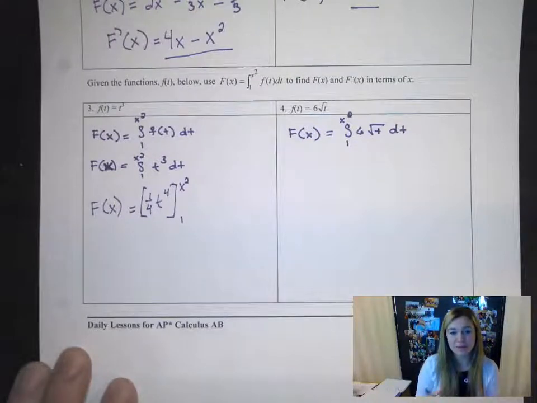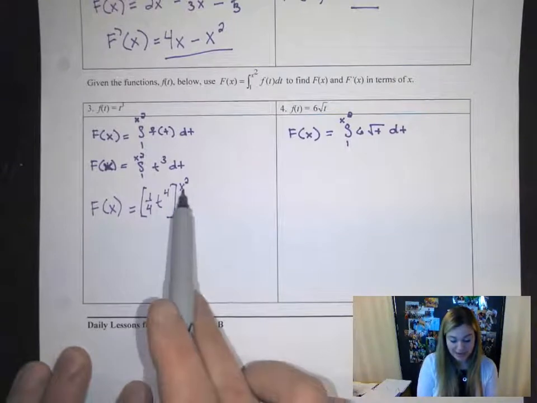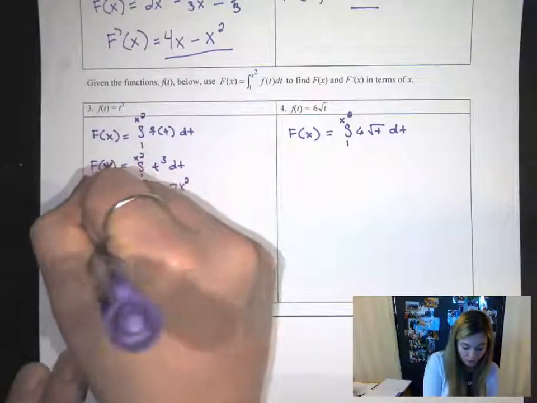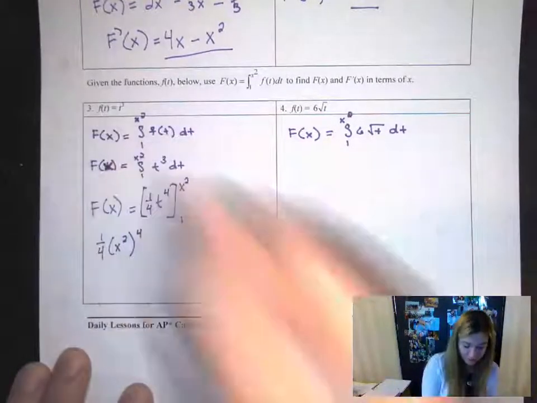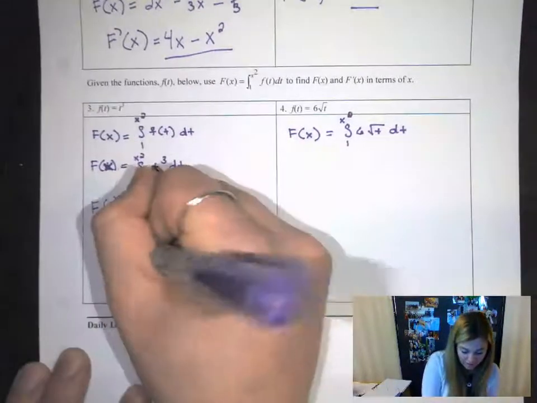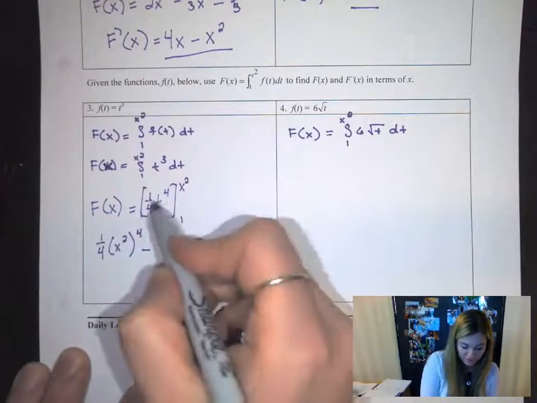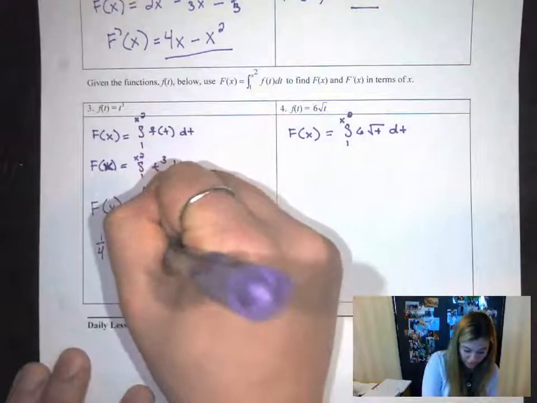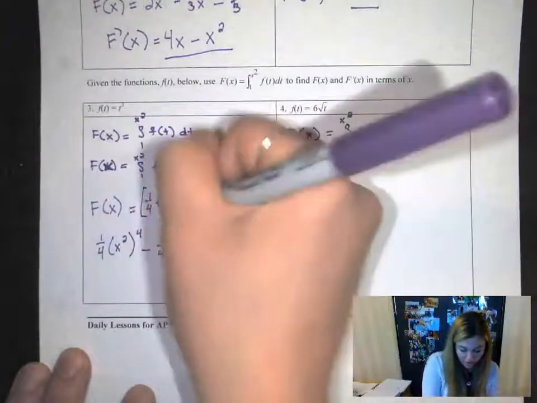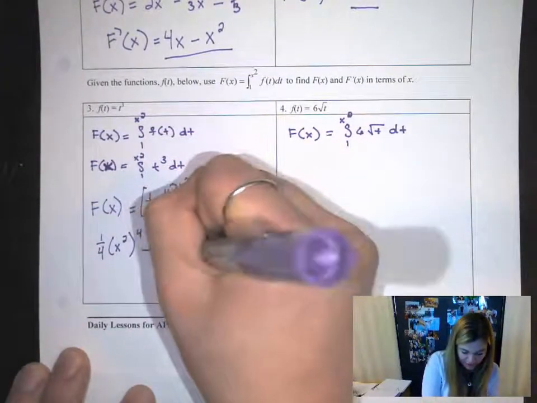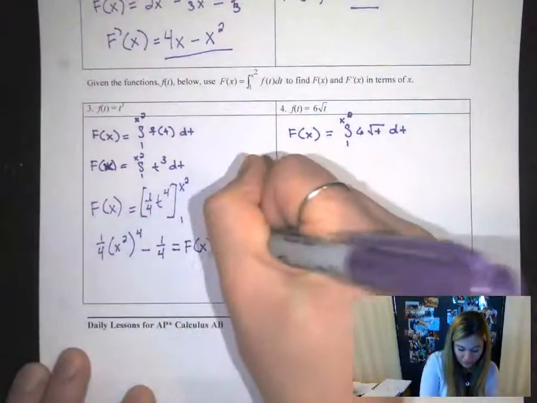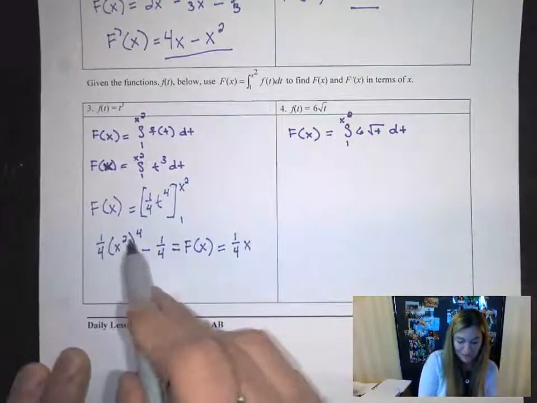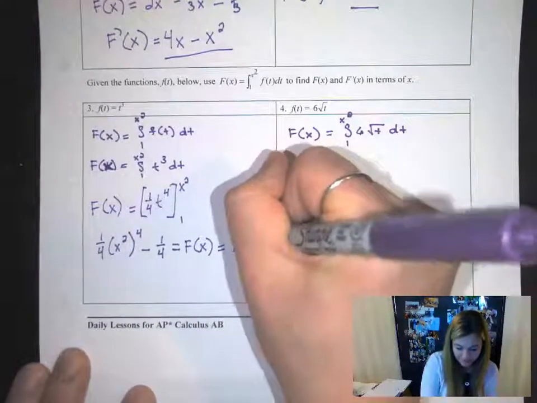Remember that I do F of b minus F of a. That's what I normally think about. I'm doing the same thing, substituting in x squared. So I'd have 1/4 x squared to the 4th, minus, I substitute in 1/4 times 1 to the 4th. This is all equal to F of x, by the way, still. This would be the same thing as 1/4 x to the 8th, because when you have an exponent to an exponent, you multiply.